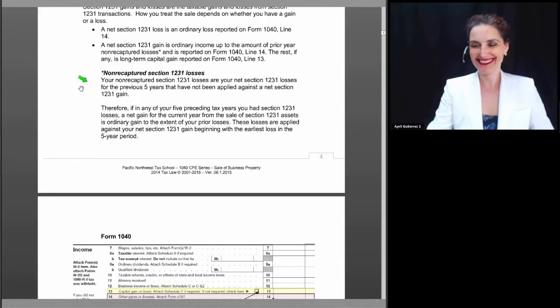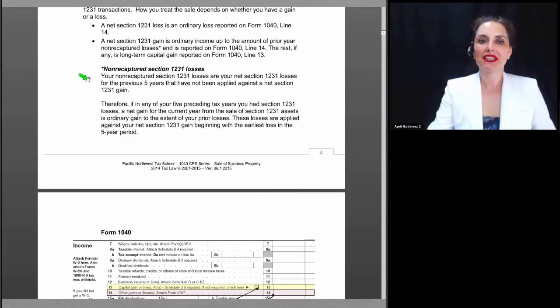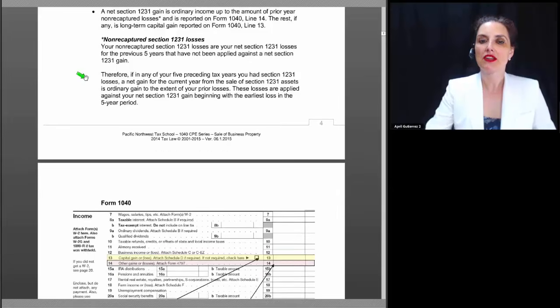Got it? So, non-recaptured Section 1231 losses. Your non-recaptured Section 1231 losses are your net Section 1231 losses from the previous 5 years that have not been applied against a net Section 1231 gain. Therefore, if in any of your 5 preceding years you had a Section 1231 loss, a net gain for the current year from the sale of Section 1231 assets is ordinary income to the extent of your prior year losses. These losses are applied against your net Section 1231 gain, beginning with the earliest loss in the 5-year period.